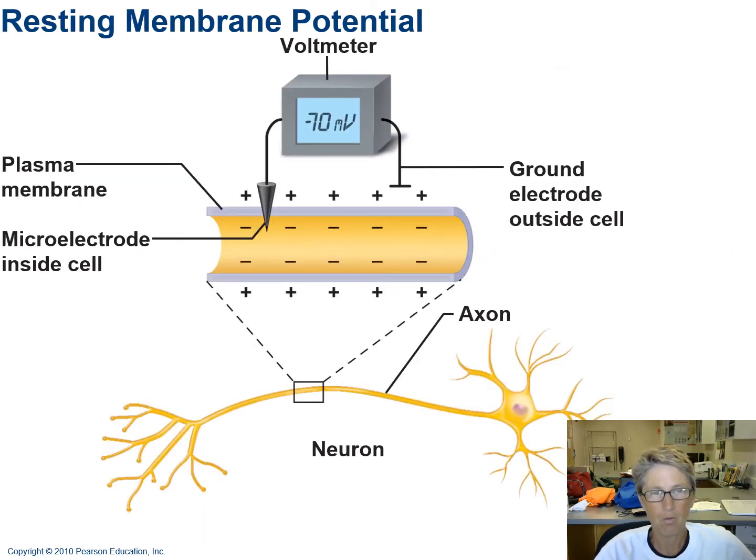And this just gives a few more details on this thing that we call the voltmeter. We talked about how this is an electrode. It's actually a microelectrode because you're putting it in a cell. And you guys that have had electronics, you have to have a ground electrode outside the cell to get the measurement.